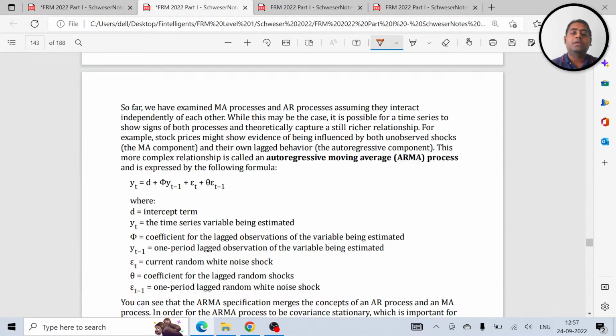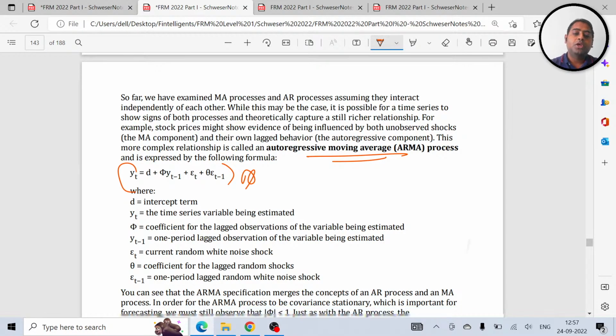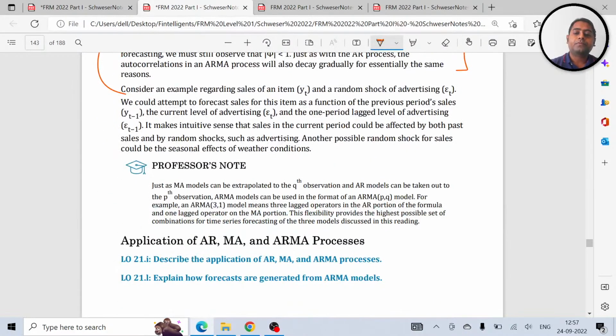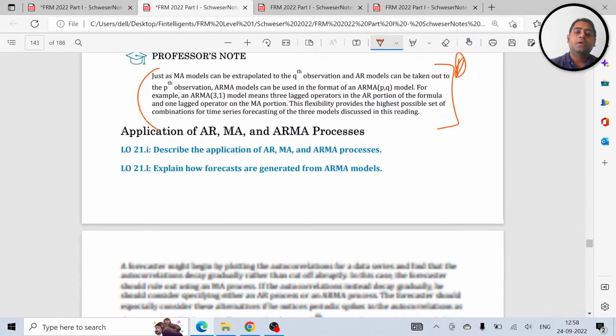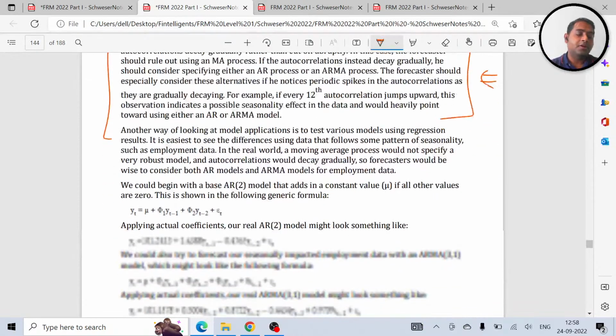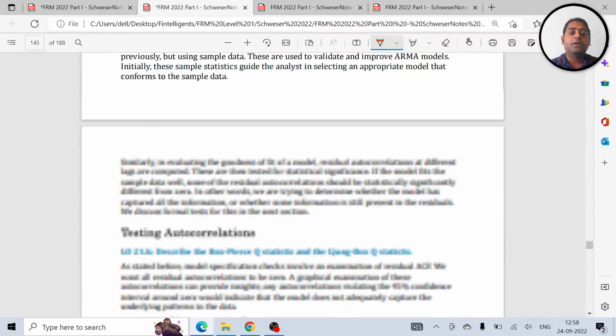ARMA model, yes. The ARMA model and the formula, the way the ARMA model is structured, you should be clear on that part. You should be clear on this paragraph also. Read the professor's note also over here. Application of ARMA, and this part, how would you choose which model to use, AR, MA, or ARMA? That is important. This paragraph is important from the exam perspective.